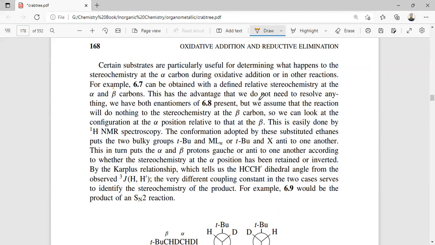This is the advantage. We do not need to resolve anything. We have both enantiomers present, but the reaction will do nothing to the stereochemistry of the beta carbon. So we can look at the configuration of the alpha carbon position because of the beta carbon. This is easily done by NMR spectroscopy.